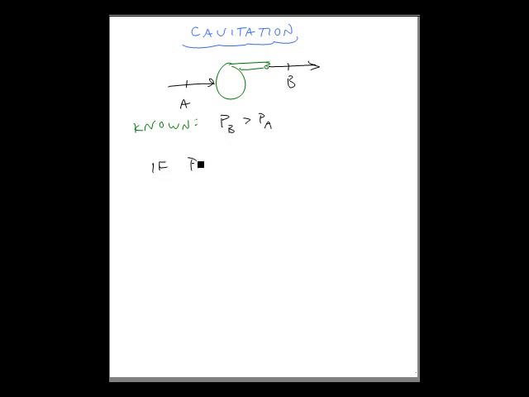If pressure A is less than pressure saturated, then the fluid will vaporize. So let me restate that. If pressure A, the pressure at point A, state A, is less than the saturation pressure for that temperature, the fluid is going to vaporize. It will turn to steam. This typically happens if you're trying to suck, if you have a negative head for the pump instead of a positive head going into the pump.